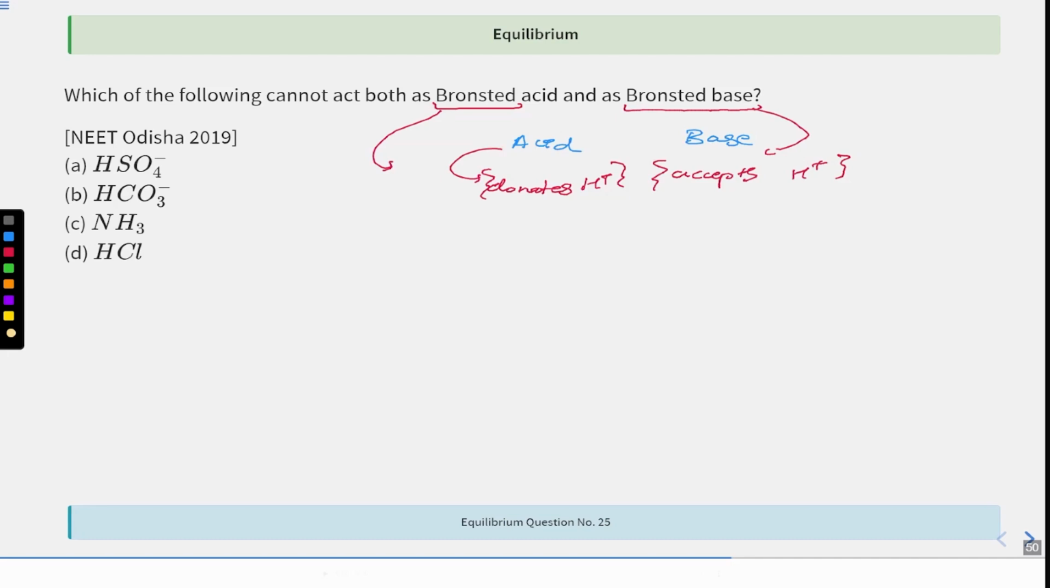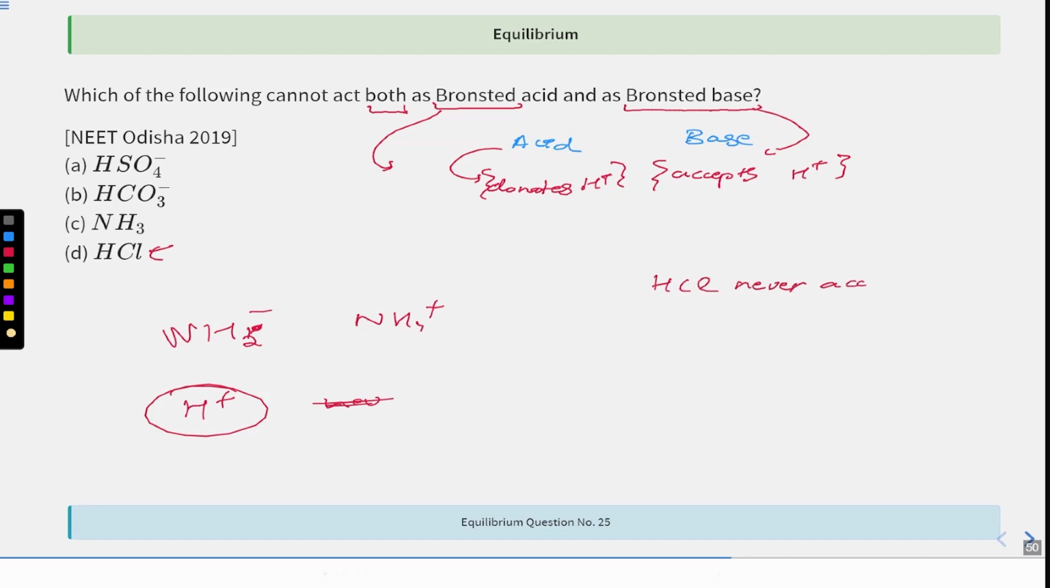Now they are asking which cannot act as both at the same time. We know that ammonia can actually become NH2 minus, and also NH4 plus. Likewise, HCO3 and HSO3 can act as both. But HCl always gives H plus. It never accepts H plus. Because HCl never accepts H plus, it will never act as a Bronsted base, and that is why HCl is the correct answer for this question.